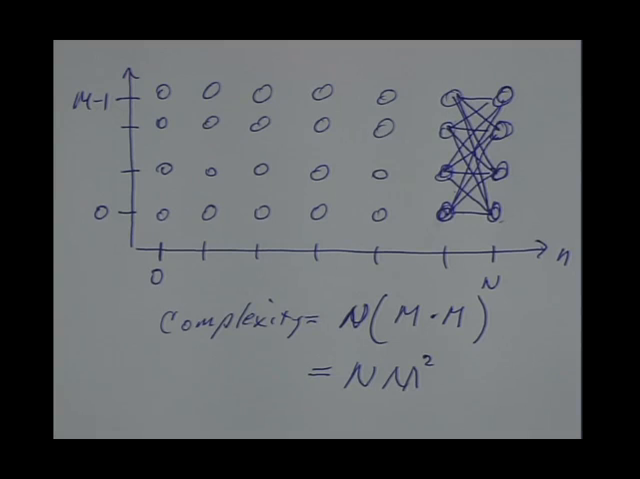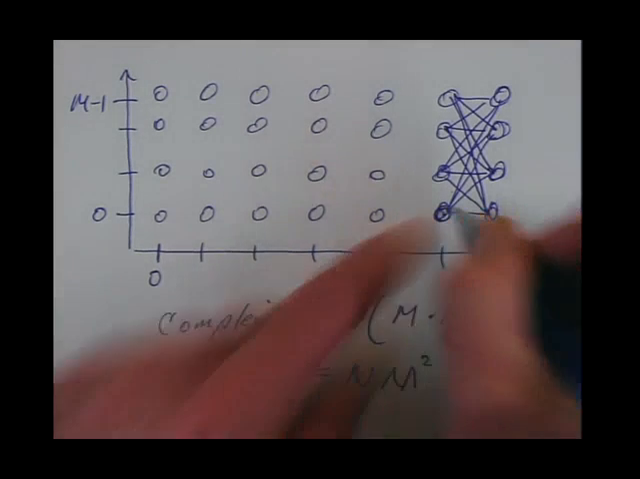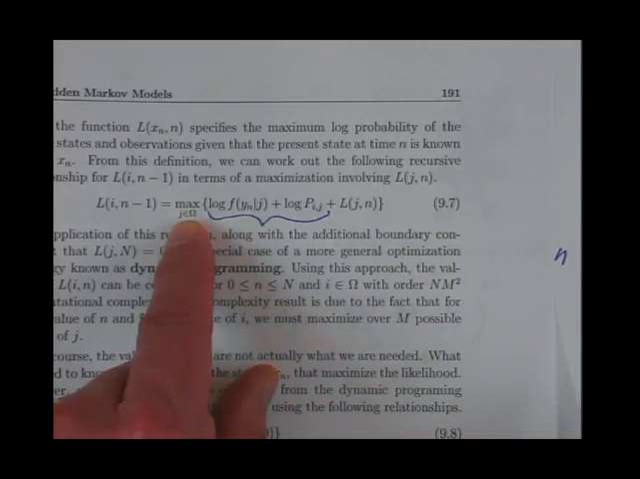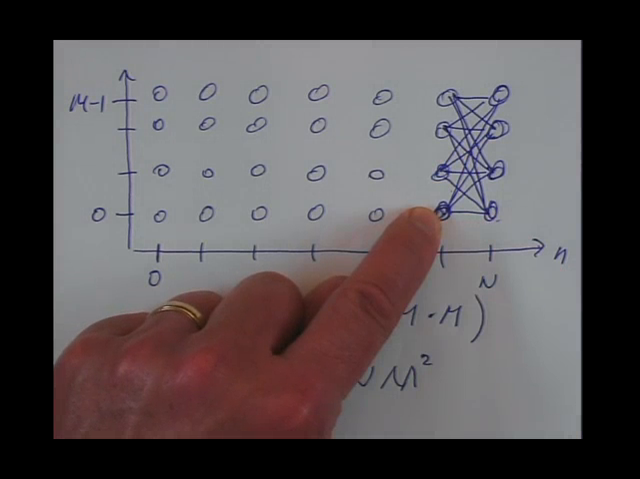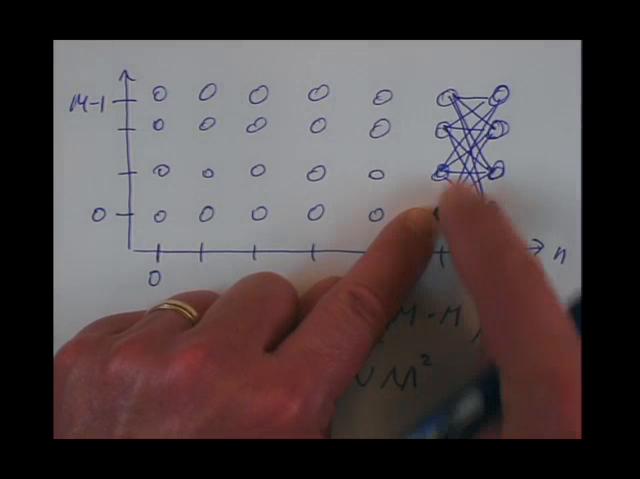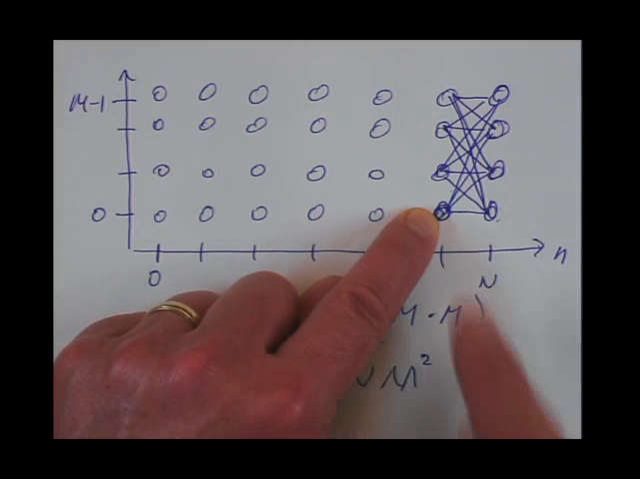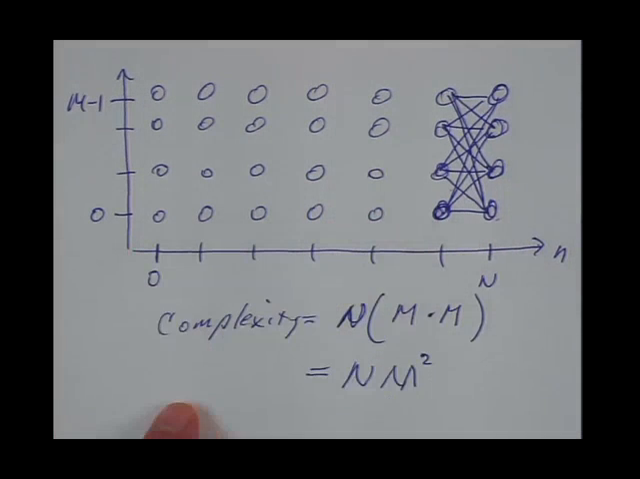Question? Can you explain the m squared stuff again? So for each state here, to minimize the expression of 9.7, you're going to have to minimize over j. Okay? So for each state, you'll minimize over j, and there's m values of j, so that'll take m operations per state. But now you have to do that for every one of these states, and there's m of those. So you're going to have m squared. Does that make sense? Okay. And you're going to have to do that for every time, so it's going to be n times m squared. And that's the complexity of the algorithm.